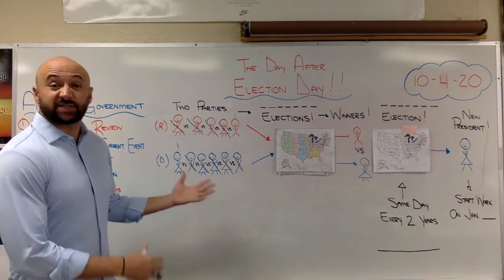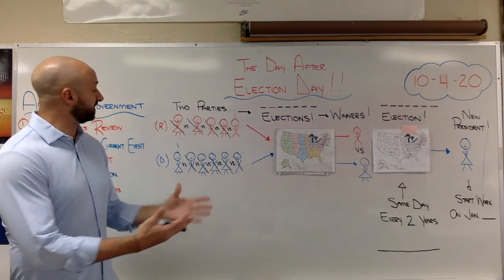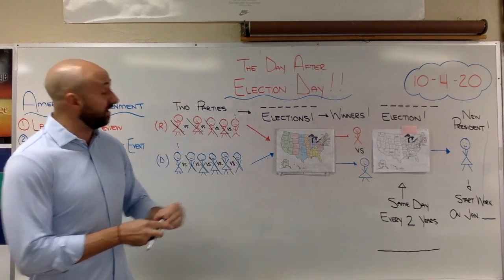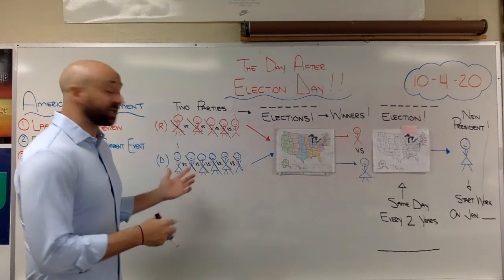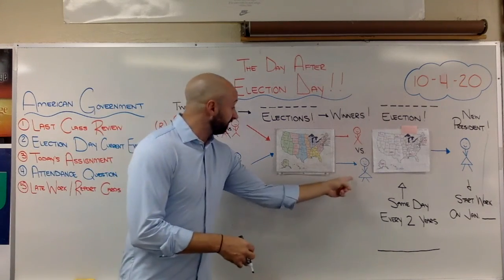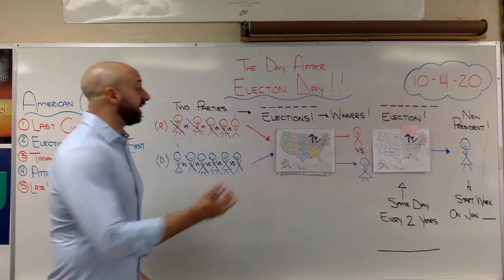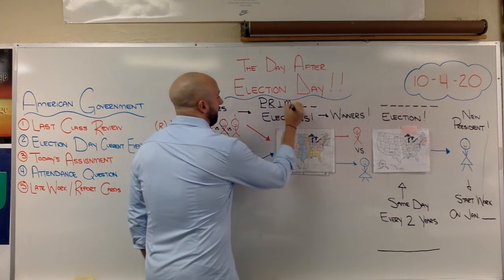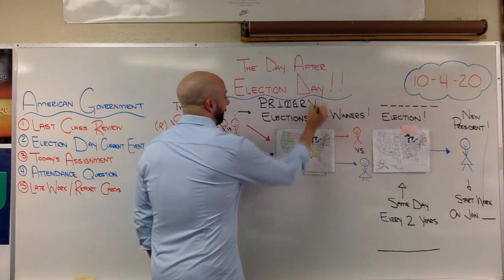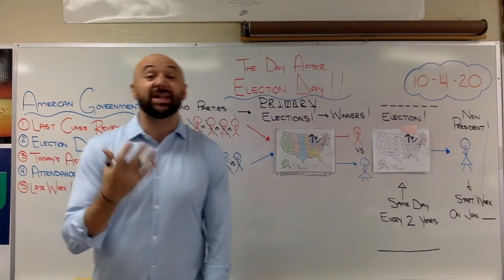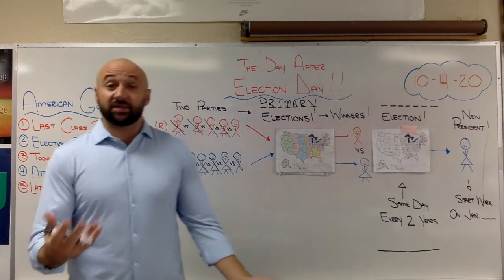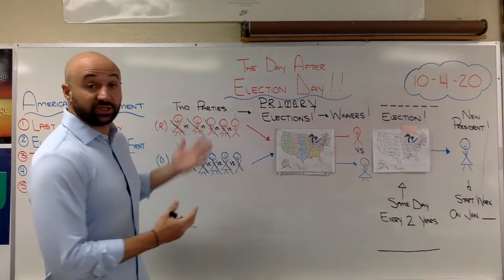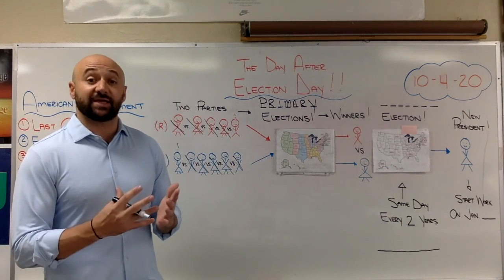Again, we have two parties and they have their own elections where they narrow people down in their party. All these Republicans got narrowed down to one. All these Democrats got narrowed down to one. And that type of election is called a primary election. All right, it is the first election that we have in an election cycle. A primary election is only between the parties and it narrows down the candidates.